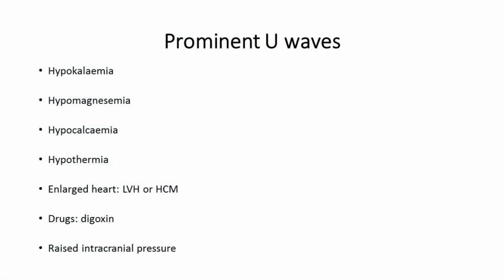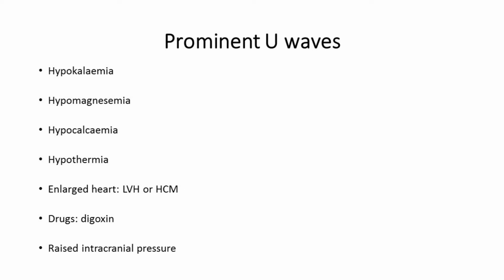So there are a number of causes of abnormal U waves. Prominent U waves by definition are U waves that tend to be greater than that normal 1 to 2 millimeter size. Typically the causes of prominent U waves relate to electrolyte imbalances, miscellaneous pathological conditions, and certain antiarrhythmic drugs. So looking at electrolyte imbalances, patients who are low in potassium, low in calcium, low in magnesium, or have a low temperature tend to have, or are predisposed towards having, prominent U waves on their ECG.